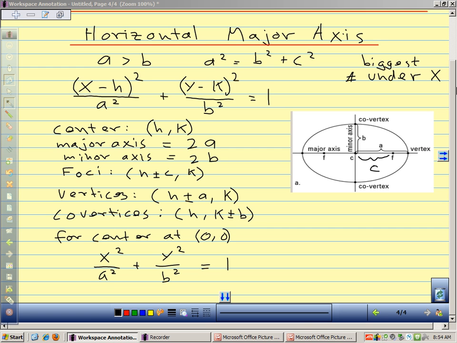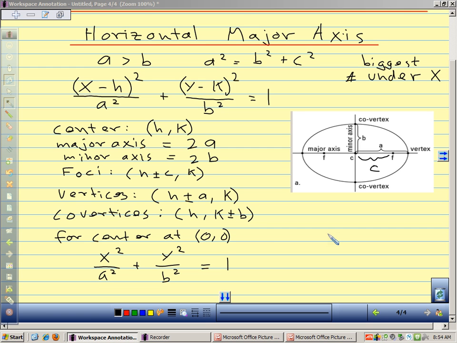Questions on our equation? So our information about parabolas and about ellipses, it's really not difficult. There are just a lot of details to remember. So if you can keep the details straight, this stuff really is pretty easy.